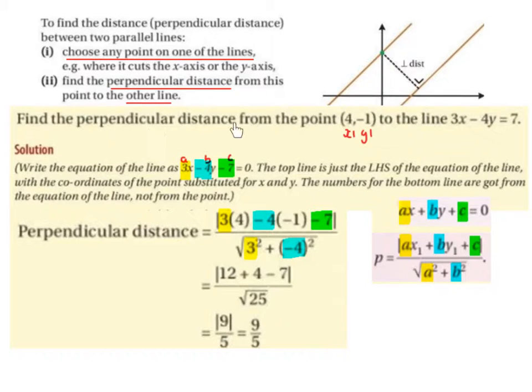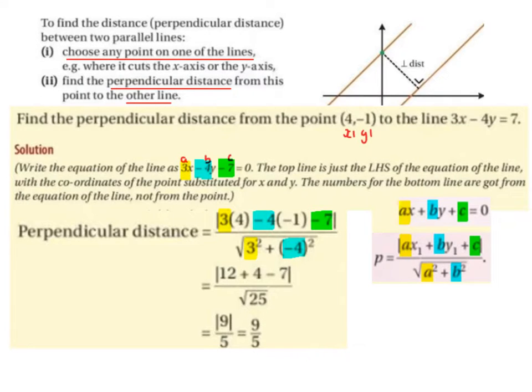Find the perpendicular distance from the point (4, -1) to the line 3x - 4y = 7. So the first thing we have to do is write the equation of the line as 3x - 4y - 7 = 0, because it has to be in the form ax + by + c = 0. The top line is just the left-hand side of the equation of the line, with the coordinates of the point substituted for x and y.